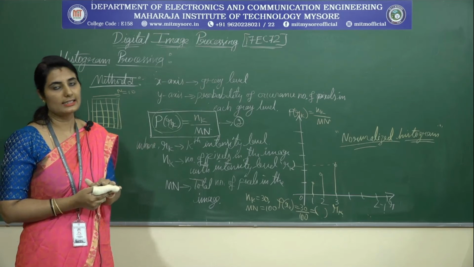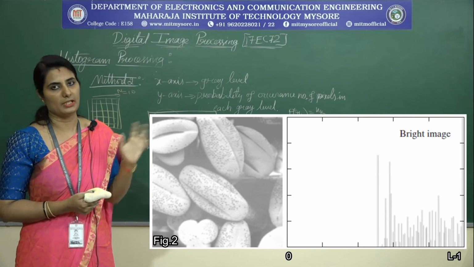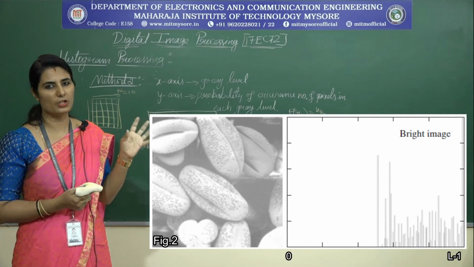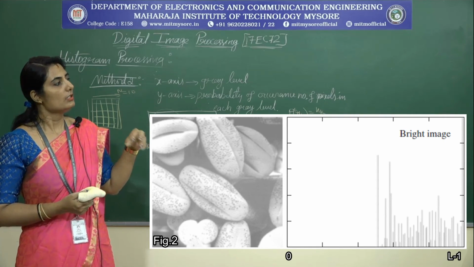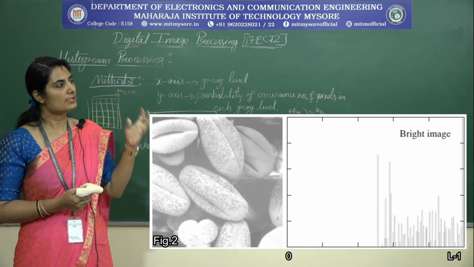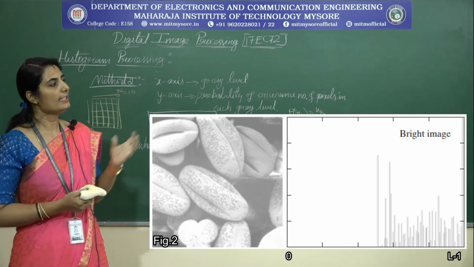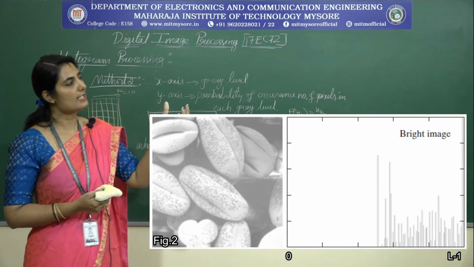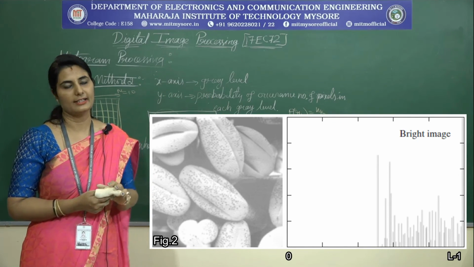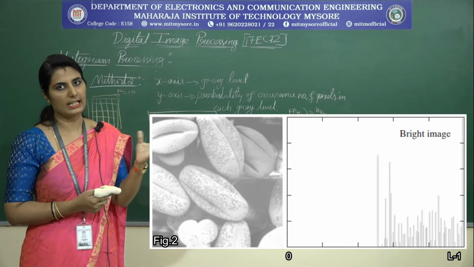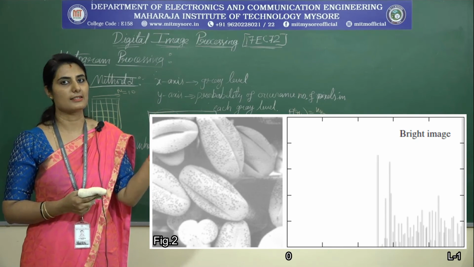Next consider the second image. This is the lighter pollen image. This image appears to be washed out. Even here, fine details cannot be visualized properly. Look at this second figure, the histogram plot of this image. Here, for brighter images, the histogram is concentrated towards the right side end of the graph. That means it is concentrated towards the higher intensity levels.